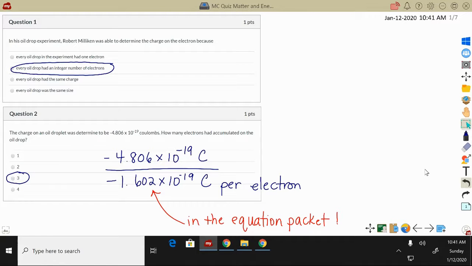This is the quiz on matter and energy. These first two questions refer to Millikan's oil drop experiment, which you probably didn't do last year. It's in the packet, and there's a video. You read it through once, and you don't spend more than 3.5 minutes on it.